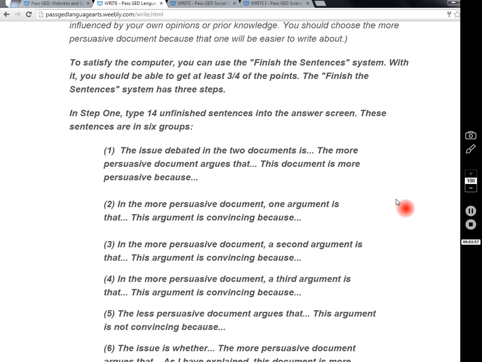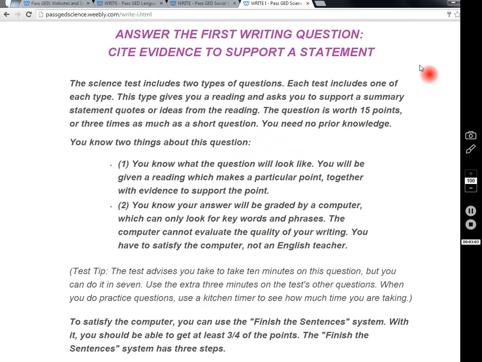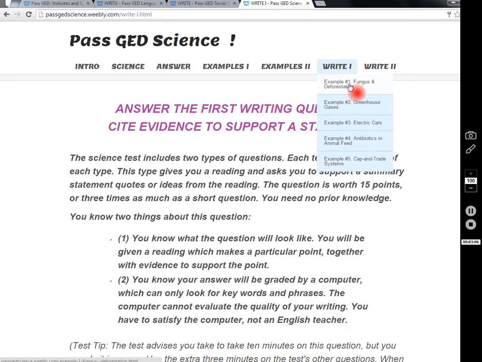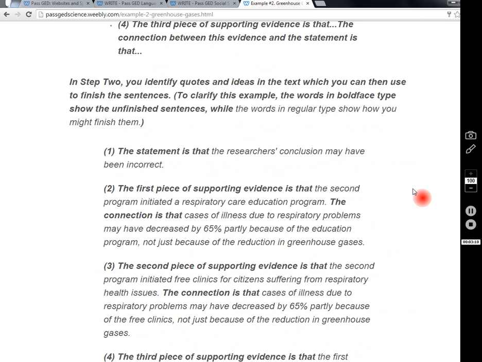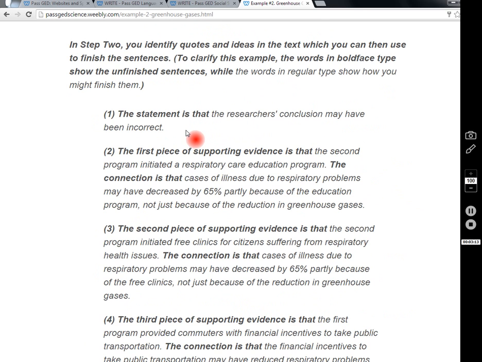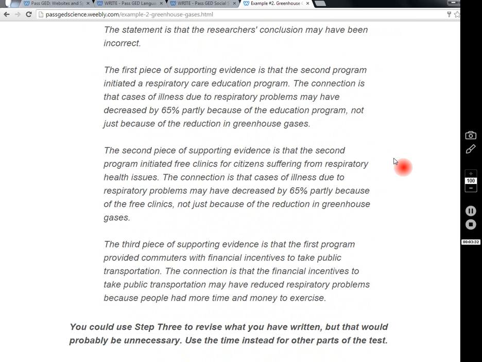So in step 2 of the Finish the Sentences, I'm going to go back to Science, and back to the Write 1 section. I'm going to look at an example, because in step 2, what you do is you start with the unfinished sentences, which are here in boldface, and then you look at the question and you look at the material you're provided to finish each of those sentences. And so here the boldface is the unfinished sentence, and the regular type is what you would add after reading the material. Now, if you clean that up, it'll look something like this.